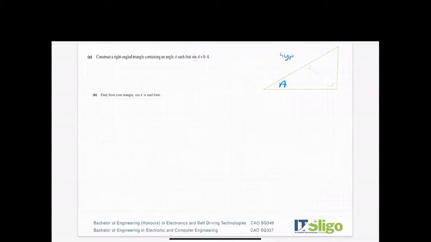So here's my hypotenuse. That must be the opposite because it's opposite the angle. And then this one must be adjacent. So in any triangle that you're told to draw, I've done nothing more than draw a right-angled triangle, label an angle with whatever letter they told me, and then put in opposite, adjacent, hypotenuse, okay?